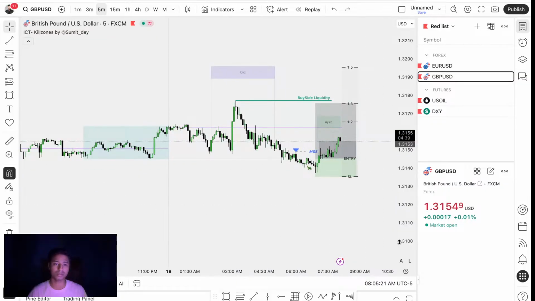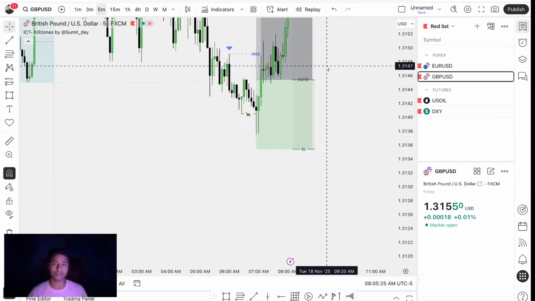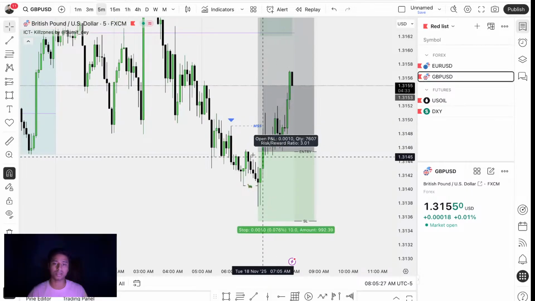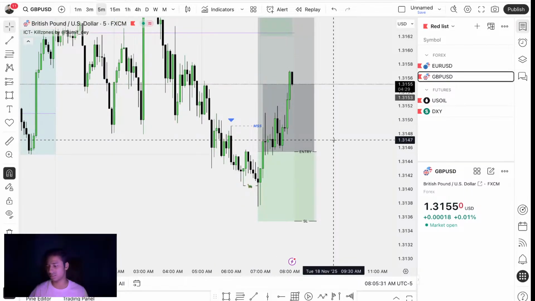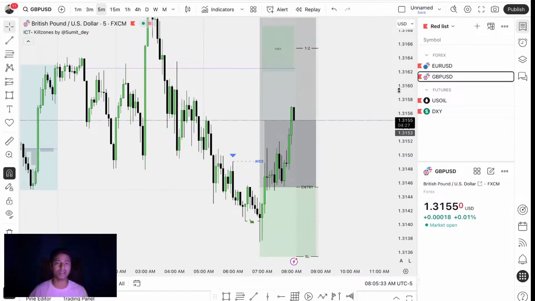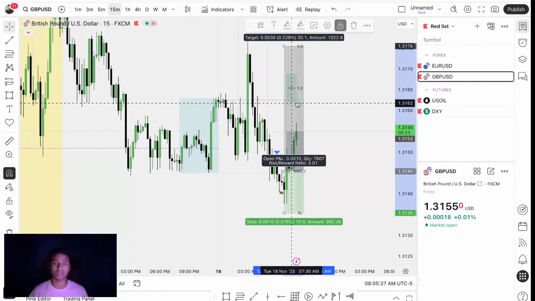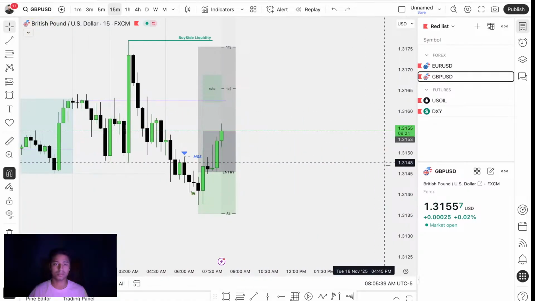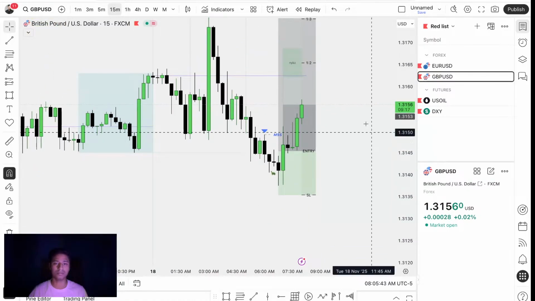Let me just show you. All right. So this is a market structure shift. I just enter on this breaker. That's all. It's just that easy, right? You can see the same setup on 15 minute I shared on Discord. So yeah, it's going cool.